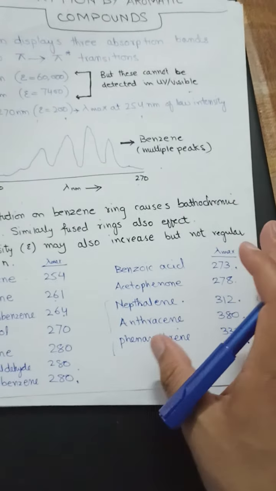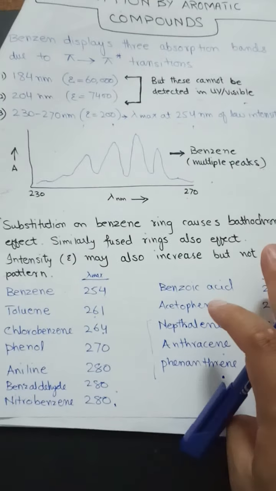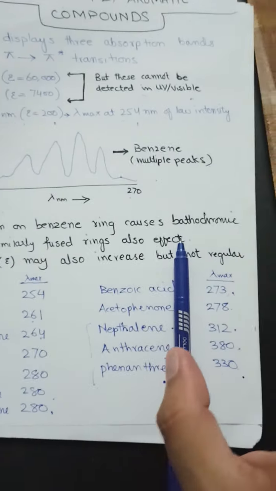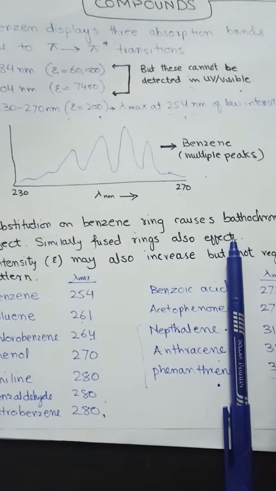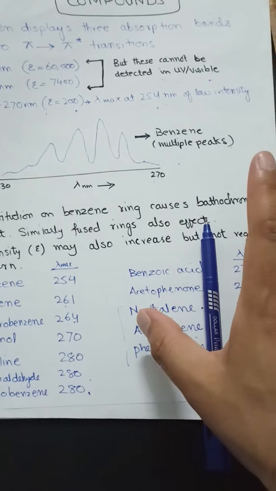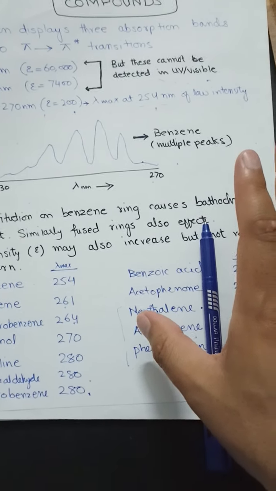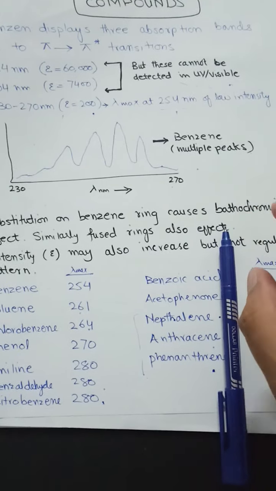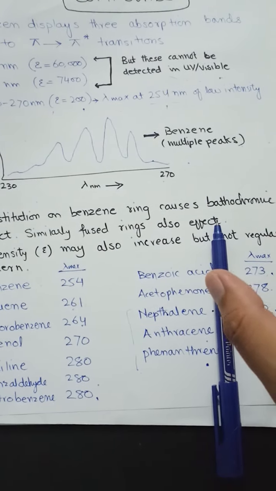So here we have discussed all types of lambda max, or the maximum absorption, or the peak which a compound may show. All these values are predicted or experimentally determined values. So the Woodward-Fieser rule gives us a theoretical way of finding lambda max.